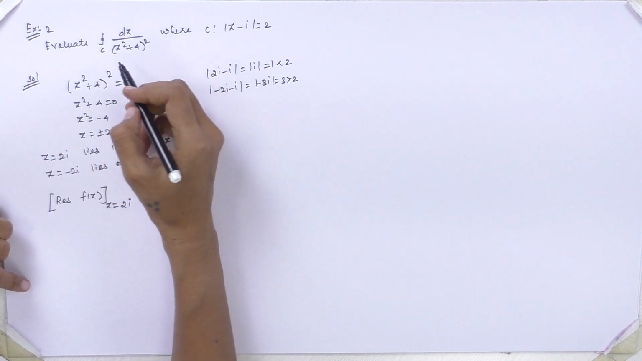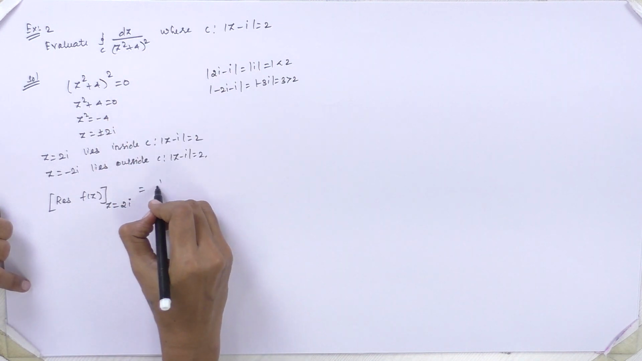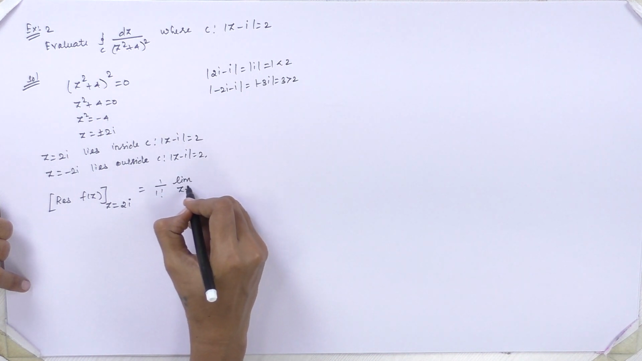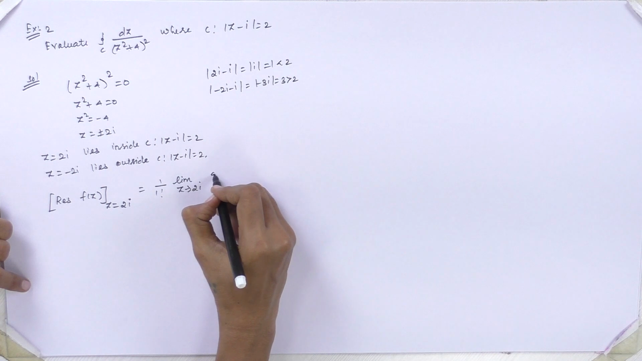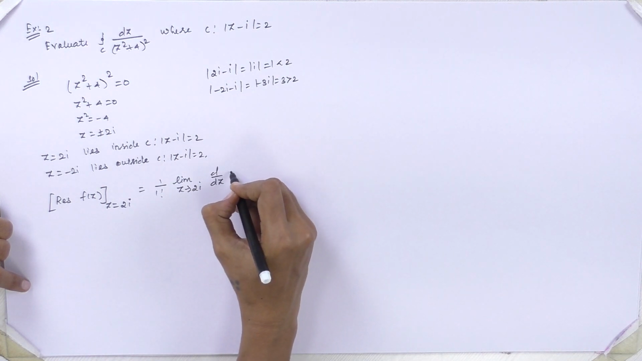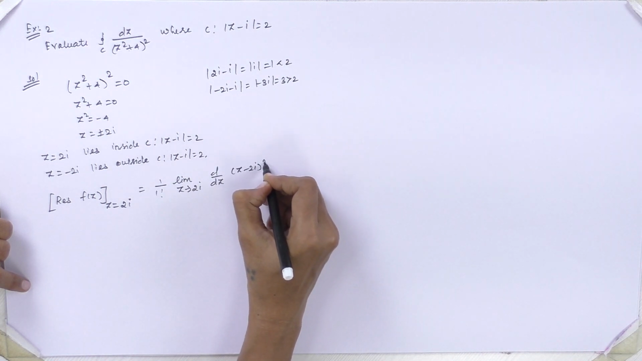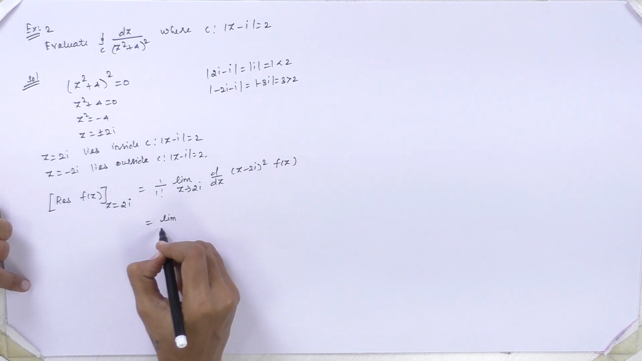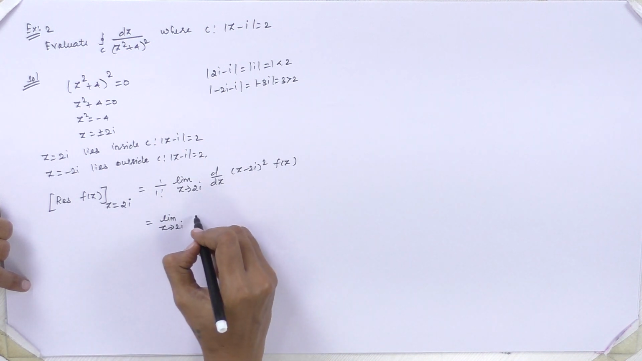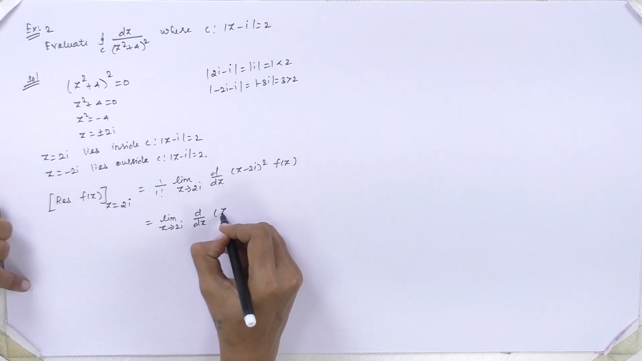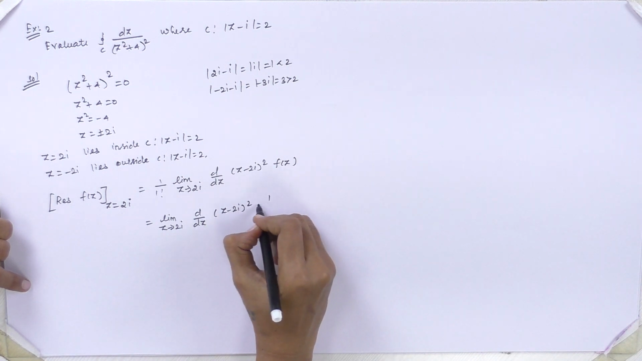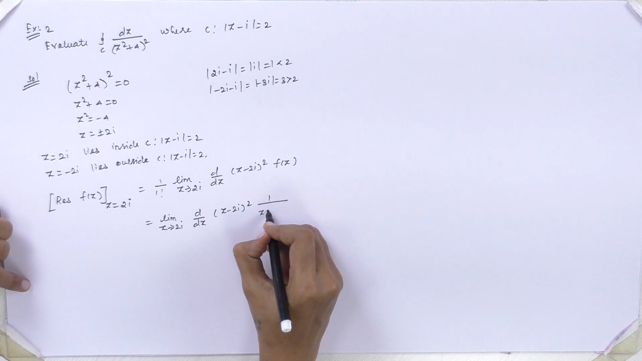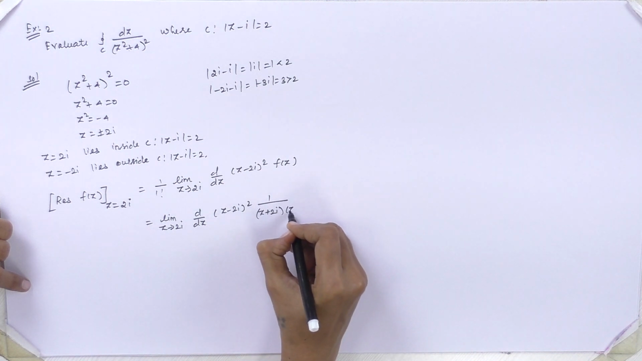But z equal to 2i is a pole of order 2. Therefore, 1 by 1 factorial into the limit as z approaches 2i of d by dz into (z minus 2i) the whole square into f of z, which is equal to the limit as z approaches 2i of d by dz of (z minus 2i) the whole square times 1 upon (z square plus 4) the whole square, which can be written as (z plus 2i) into (z minus 2i) the whole square.